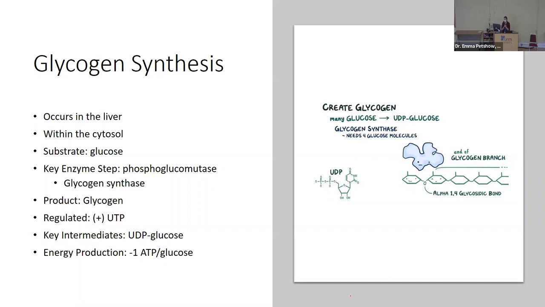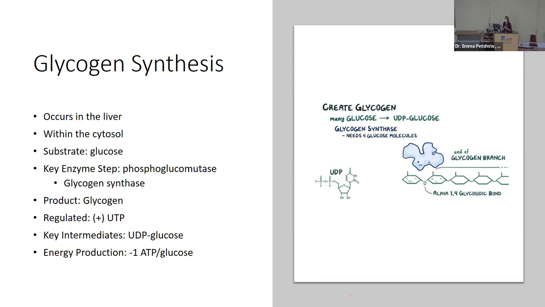So glycogen synthesis is the next. Glycogen synthesis occurs specifically in the liver. So now we get some tissue-specific locations for biochemistry. It's going to happen within the cytosol, so like glycolysis, another one that's occurring in cytosol, and you're starting with glucose. Instead of shunting glucose to make energy, you're shunting it to storage in the form of glycogen synthesis.